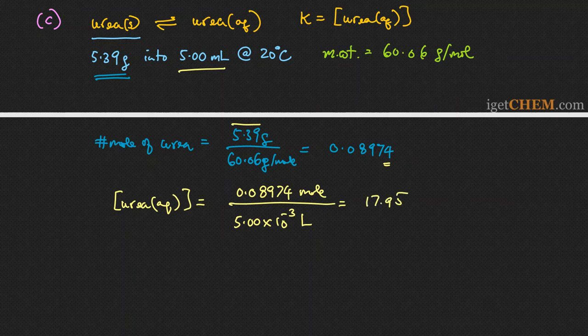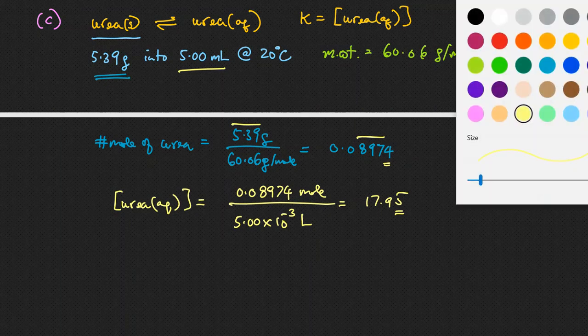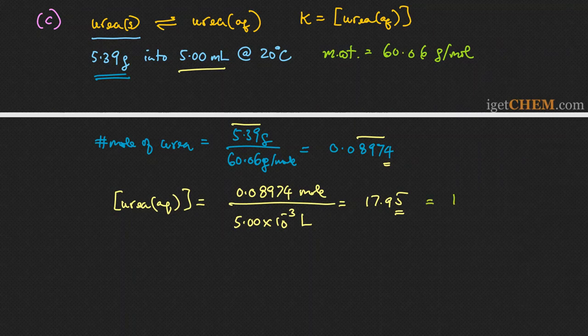17.95. As I've said, the last digit isn't significant because we really should only have 3. So I'm going to just keep 3, and that means I round up and get 18.0. So that's the solution for part C.